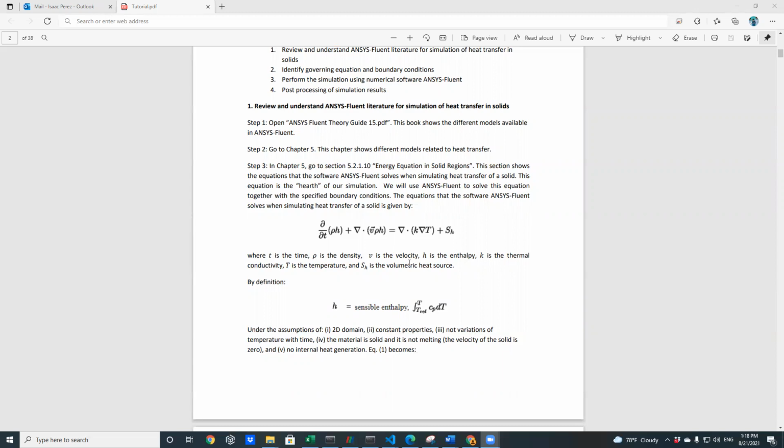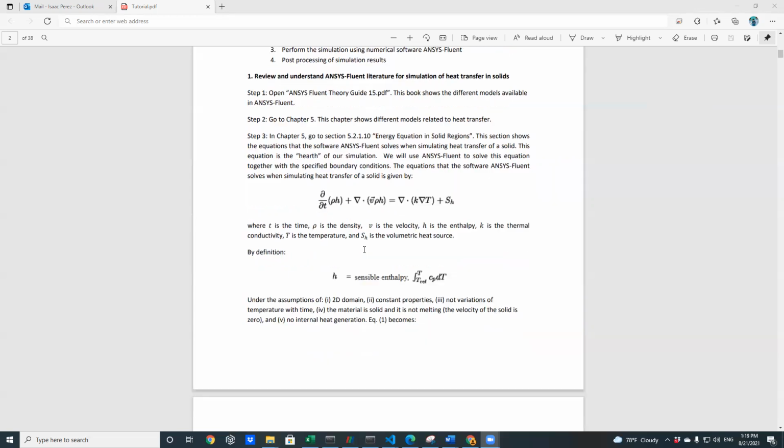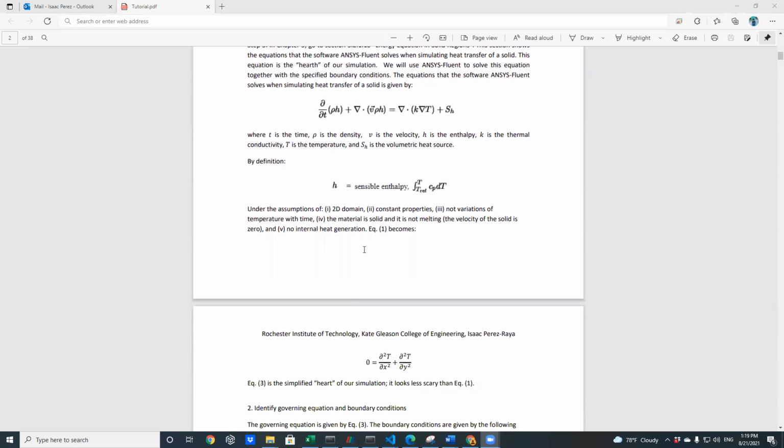The equation that the software ANSYS-Fluent solves when simulating heat transfer of a solid is given by this equation, right? Where t is the time, rho is the density, v is the velocity, h is the enthalpy, k is the thermal conductivity, T is the temperature, and S_h is the volumetric heat source. And by definition, h is equal to the sensible enthalpy and is equal to the integral from T_ref, a reference temperature, to the temperature value of c_p dT.